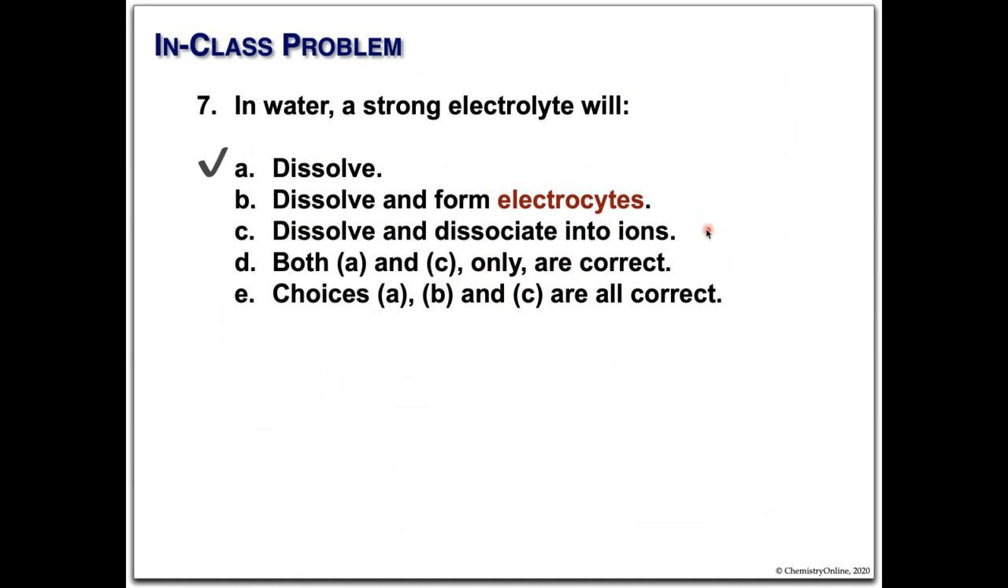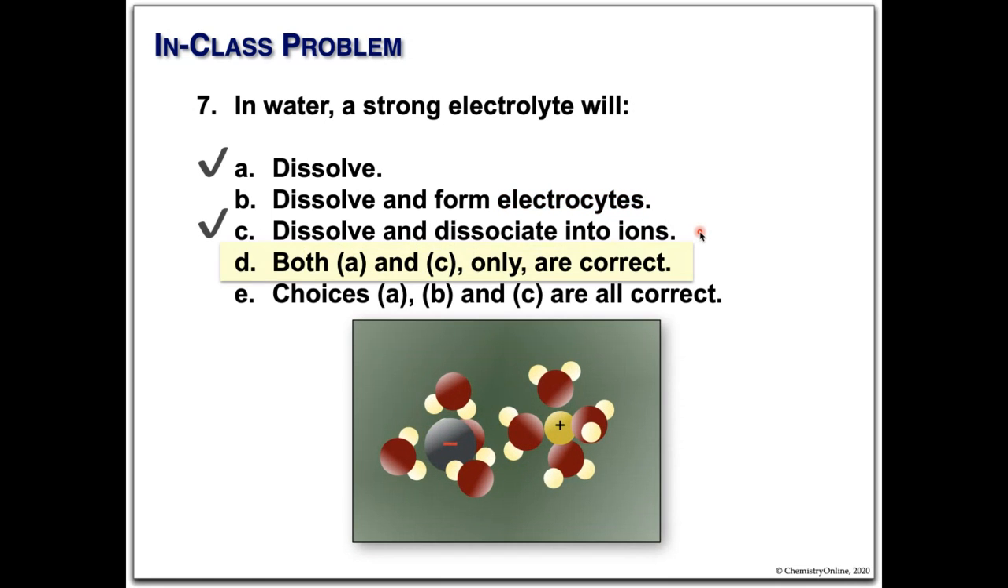Dissolve and dissociate into ions. We said that a non-electrolyte could dissolve, but if it didn't form ions, it didn't work. So it's got to form ions. Ions are the things that actually conduct the electric current. So this one is an A and C. It has to dissolve and must dissociate. Any questions?